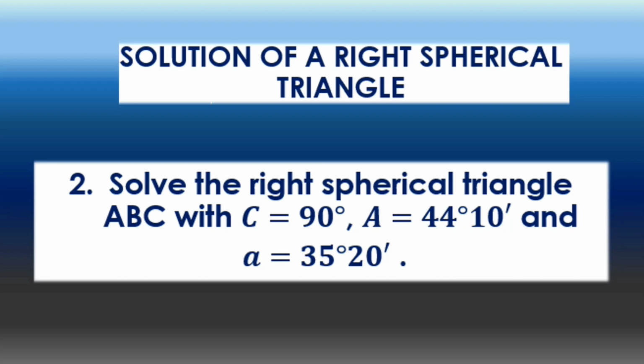We're just going to do the same here. Let us switch to the black screen. For the given, remember, angle C measures 90 degrees. So this means we do have a right triangle.